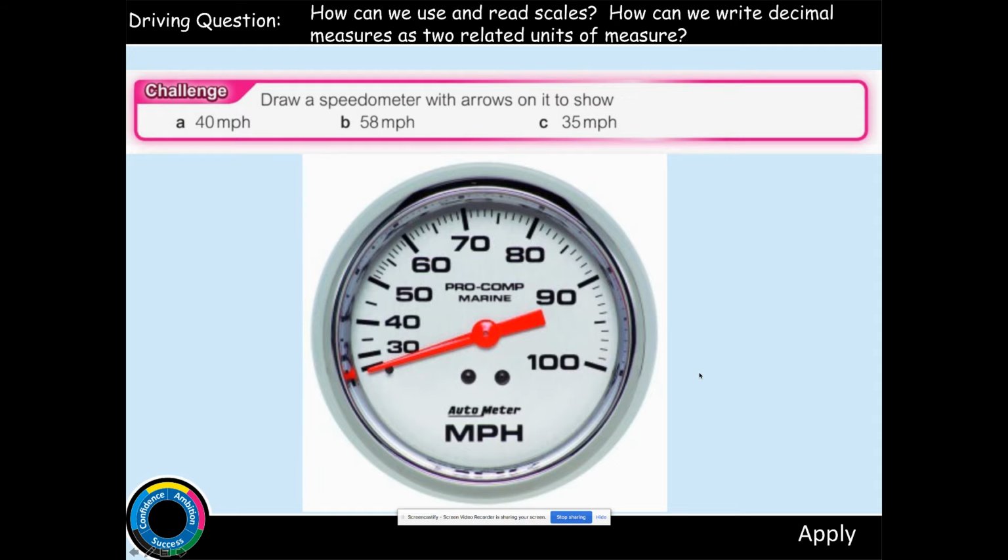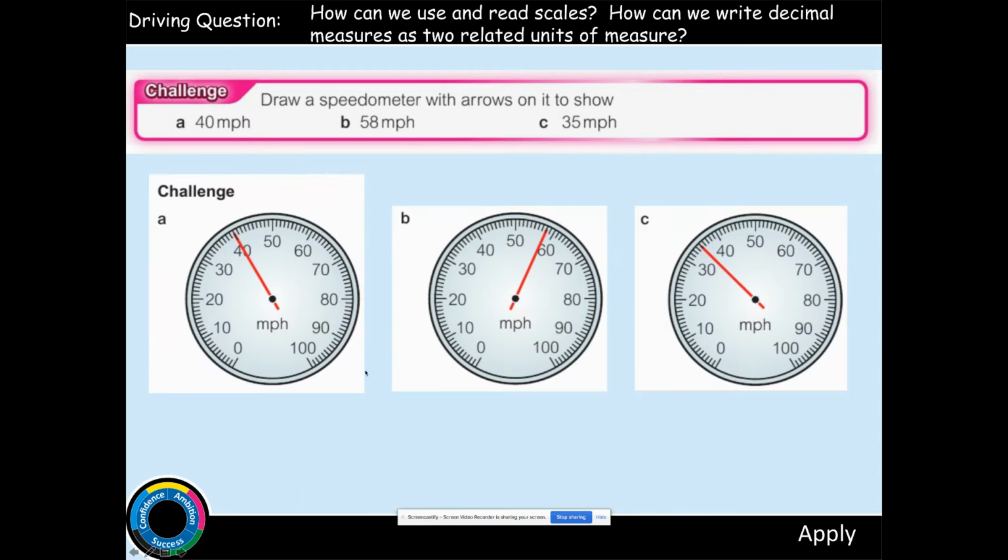Right, okay, let's have a little look at what your speedometers should look like. So here we're going 0 round to 100 in a clockwise direction. So 40, you would point exactly on the 40. 58, if you've got 10 little gaps, you would count to 8. If you've got a different number of gaps, just try and make sure that it does work out that you're pointing to the 8 value. And 35, you should have an arrow pointing exactly halfway between your 30 and 40. It's gone past 30, but hasn't yet got to 40.